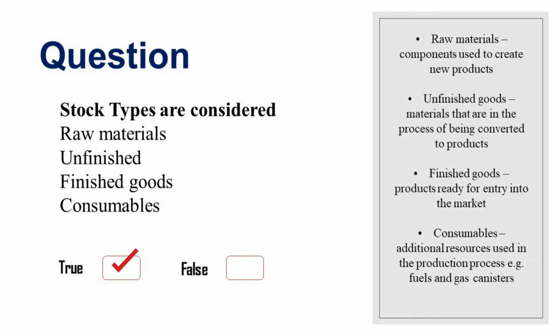If you indicated true, then you are correct. This is because raw materials are known as components used to create new products. Unfinished goods are materials that are in the process of being converted to products. Finished goods are products ready for entry into the market. And consumables are additional resources used in the production process, for example, fuels and gas canisters.